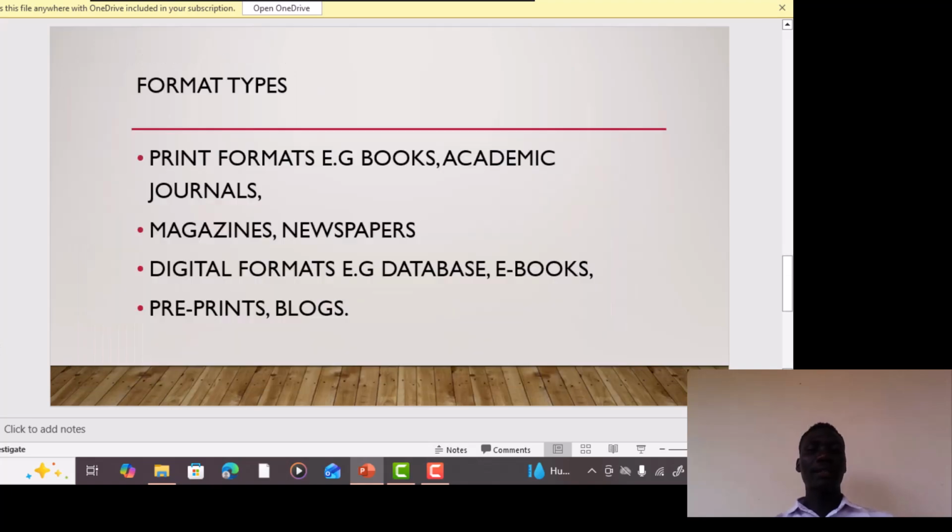Now we look at the format types. Format types are basically grouped into two forms. We have the print formats, which include books, academic journals, newspapers, magazines, and so forth. We also have another format, which is the digital format. For example, we have databases, ebooks, and blogs.